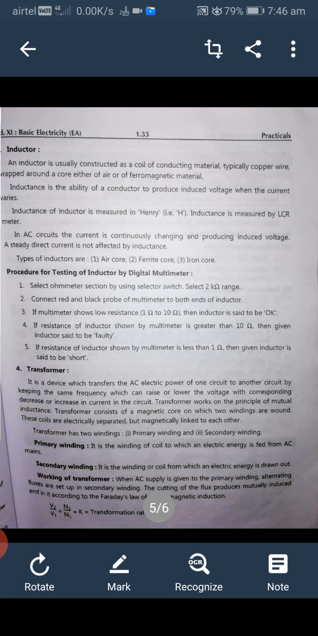In an AC circuit, the current is continuously changing and producing induced voltage. A steady direct current is not affected by inductance. Types of inductor are air core, ferrite core, and iron core.